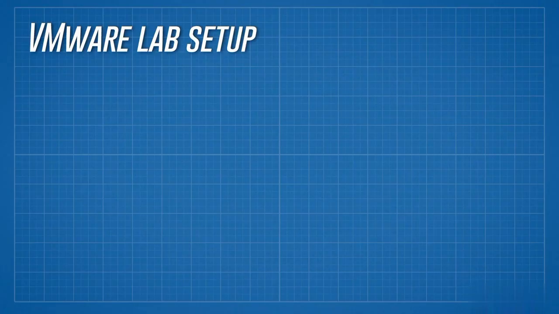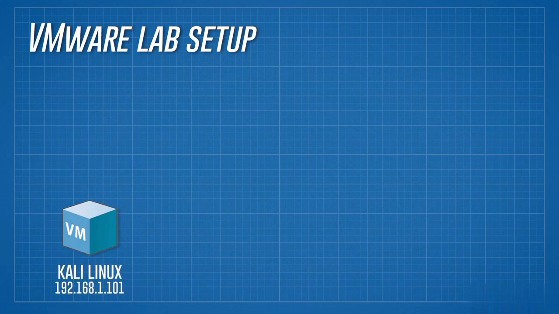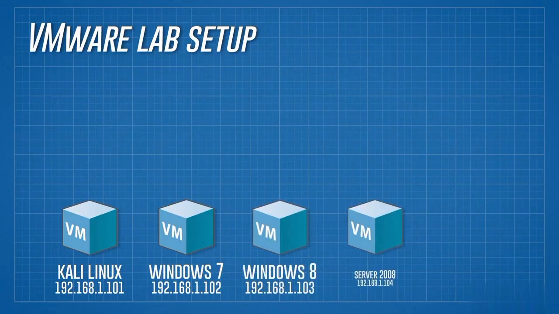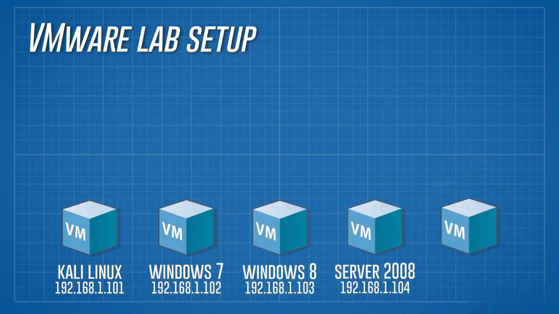So for me, I set up Virtual Machine 1 as Kali Linux, and that's 192.168.1.101, Windows 7 as .102, Windows 8 as .103, Server 2008 as .104, and Windows XP as .105, because I'm going to maintain the same IP addresses. They're all going to be set with static IPs, but you don't have to do this exact setup.